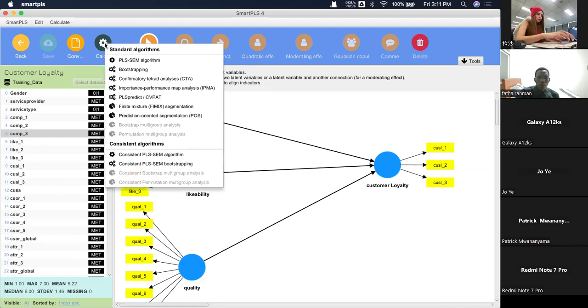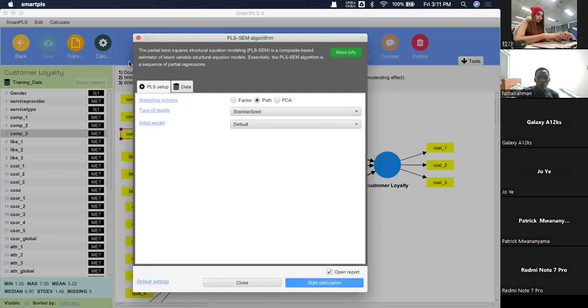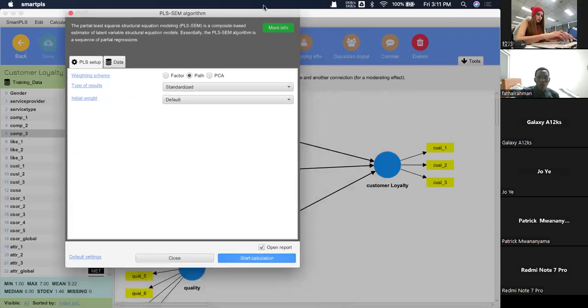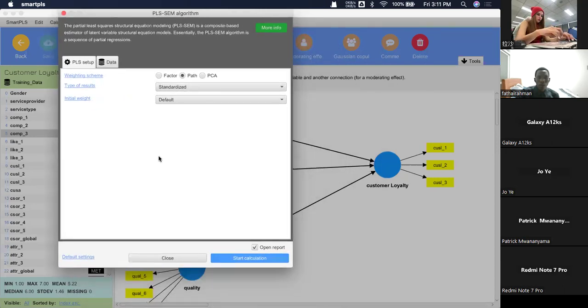When you click, you see a pop-up window saying PLS algorithm, bootstrapping, confirmatory tetrad analysis, and so on and so forth. Click on PLS algorithm. Have you done that? Yes. After clicking on it, you see another pop-up window asking us factor analysis, path analysis, principal component analysis. What we are doing is we are trying to model our path diagram. So we choose the one in the middle, path analysis. So make sure that the path is checked. Is it checked? Yes. Once you've done that, the rest is easy.